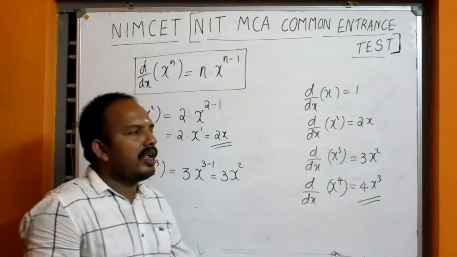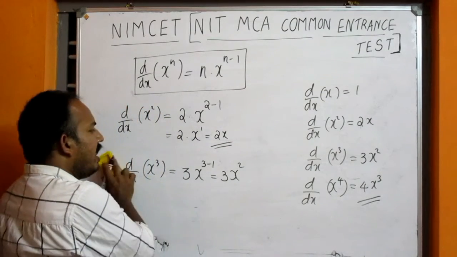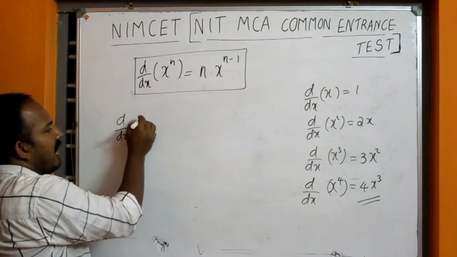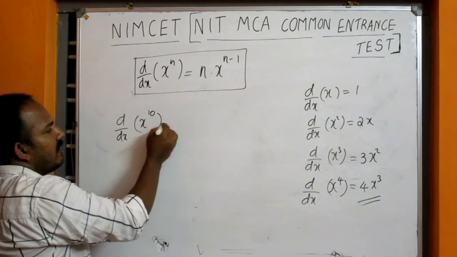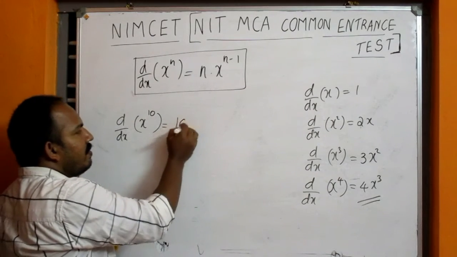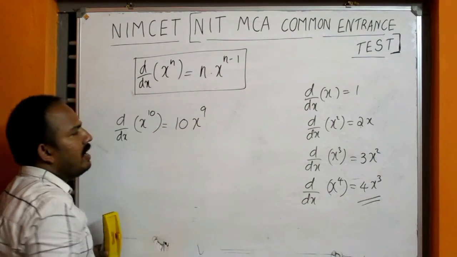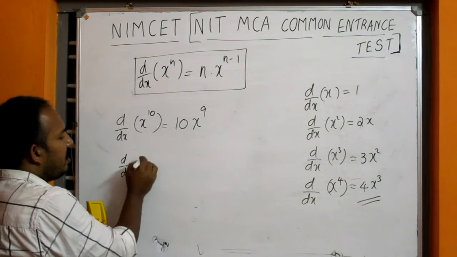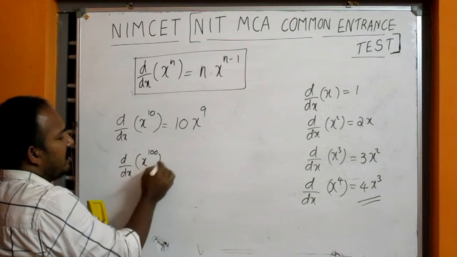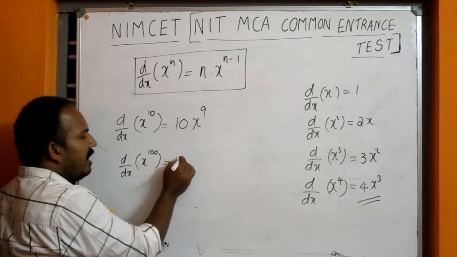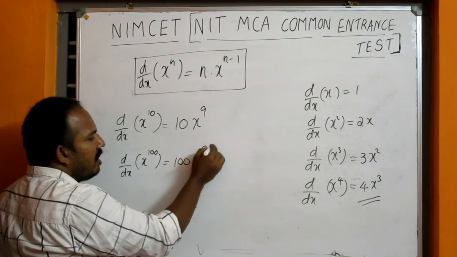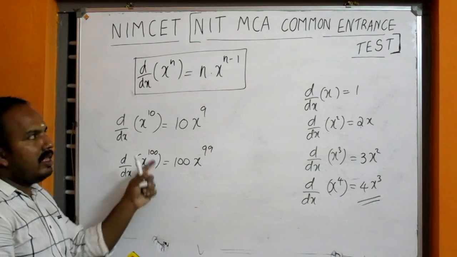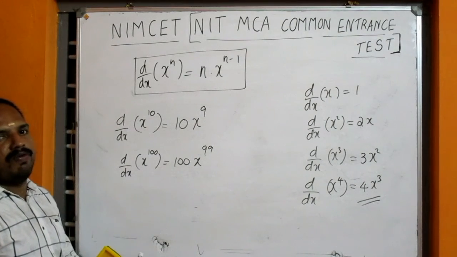Continue this model; we study every formula and every problem this way. For example, d by dx of x raised to 10 is 10 into x raised to 10 minus 1, that is 9. d by dx of x raised to 100 is 100 into x raised to 100 minus 1, that is 99. This formula is a very important formula.